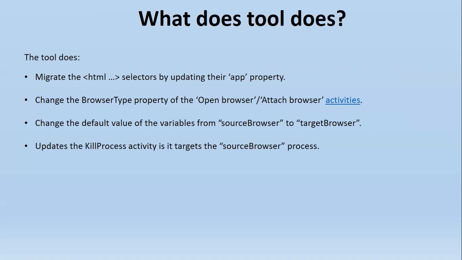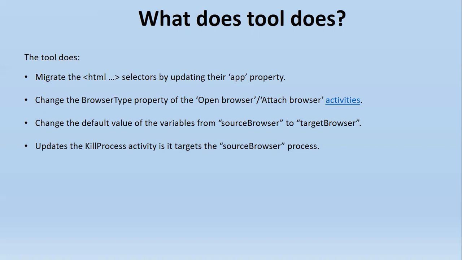Then, obviously, changing the browser type property of the open browser and attach browser activities. If you remember, in the open browser activity we have a property with a drop down from which we select which particular browser we want to use. The browser migration tool takes care of it and changes it accordingly. Then it changes the default value of the variables from source browser to target browser. So if there's any default value that we have given while our browser was IE, that is also migrated when we change our browser to some other browser, say Chrome.